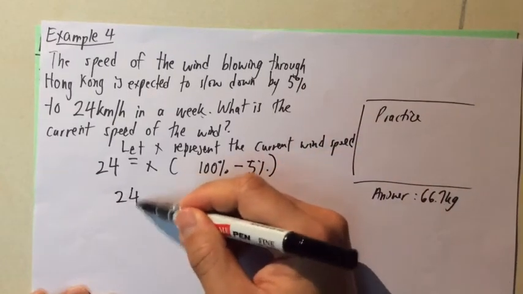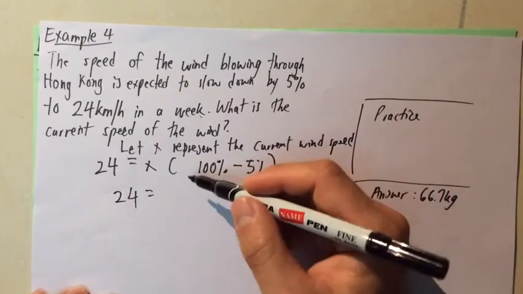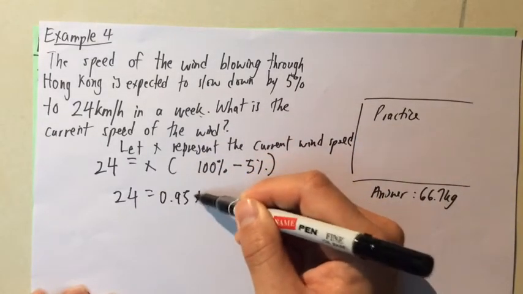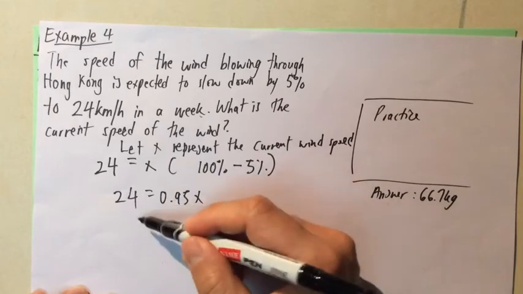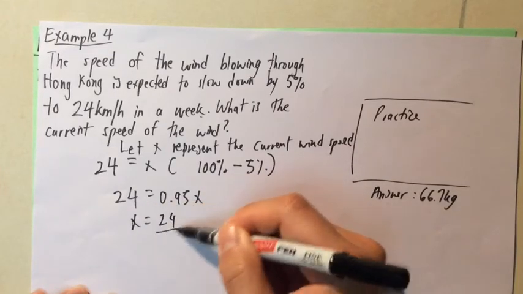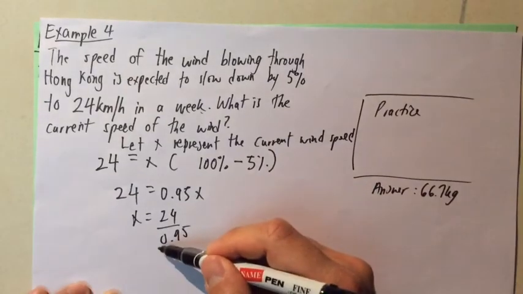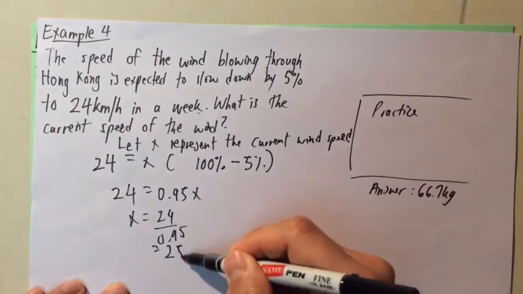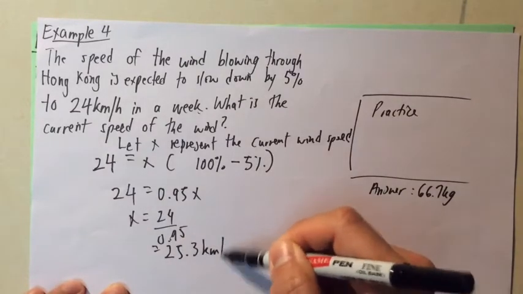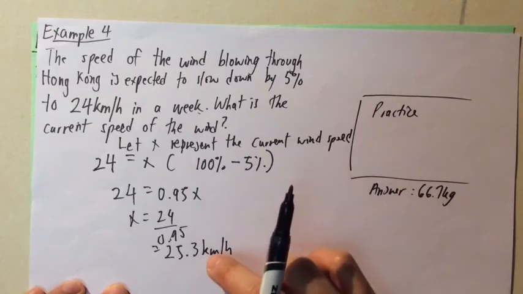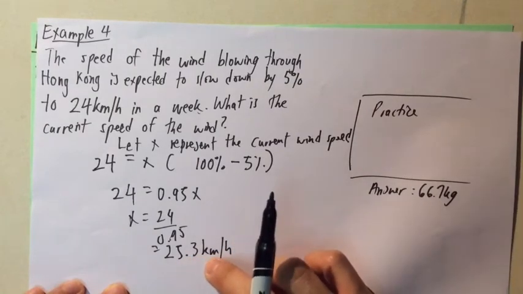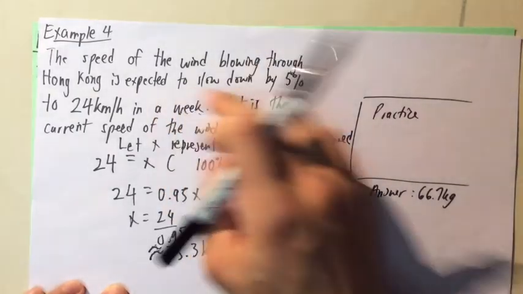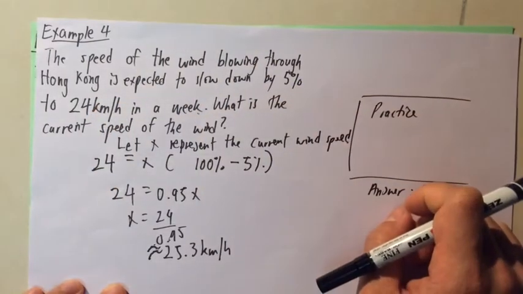So 24 equals, we can write the percentage as a decimal by dividing by 100, so 0.95x. We divide both sides by 0.95. x equals 24 divided by 0.95. And in this case, x should be 25.3 kilometers an hour. So the original current speed of the wind is 25.3 kilometers per hour, rounded to one decimal place. And if it slows down by 5%, that means it's 24 kilometers an hour.